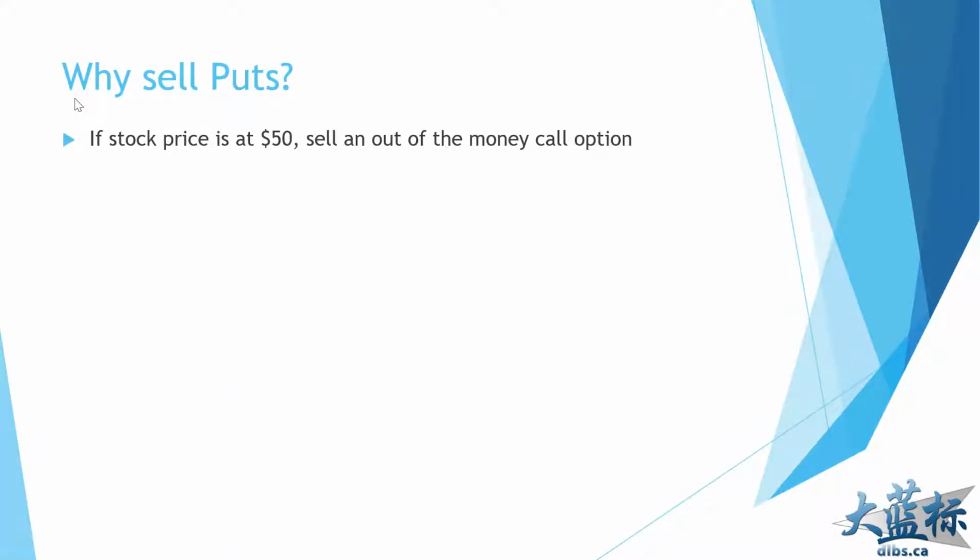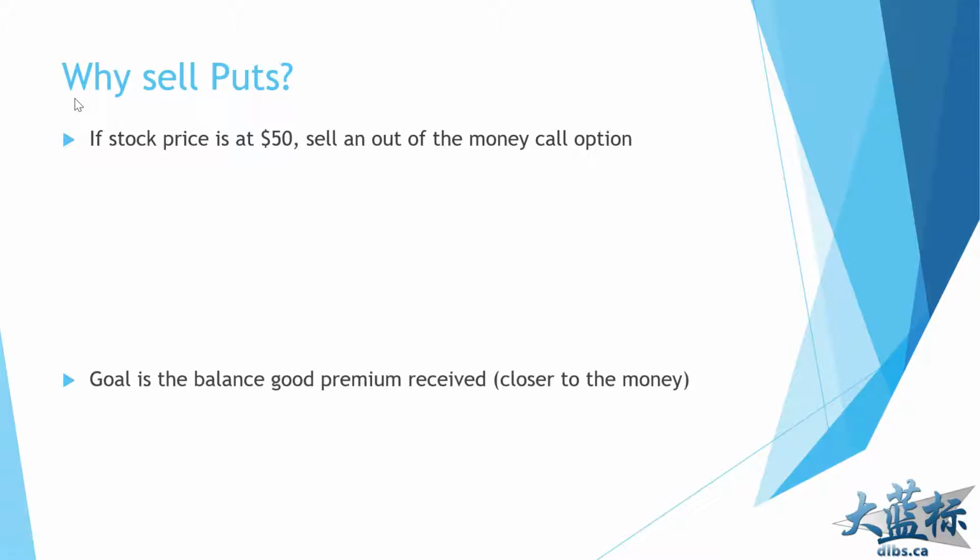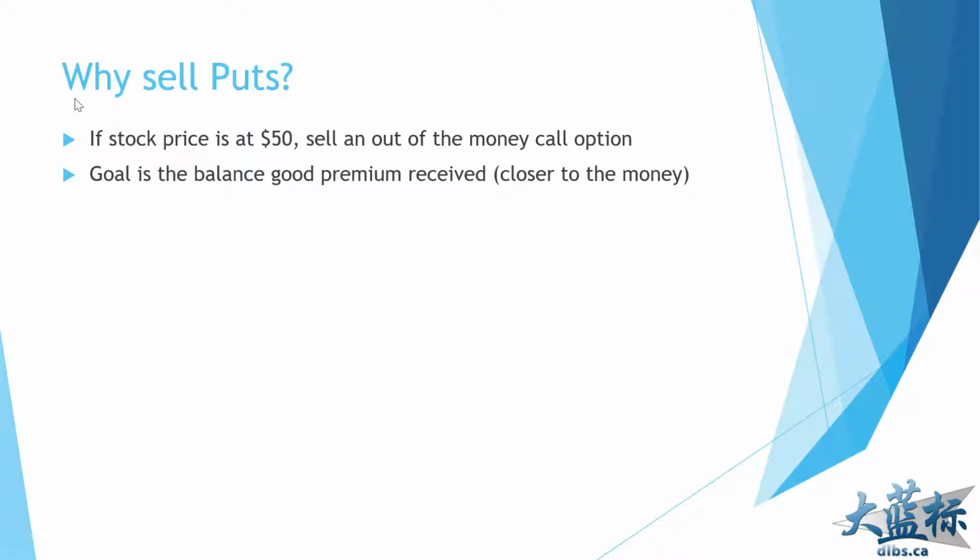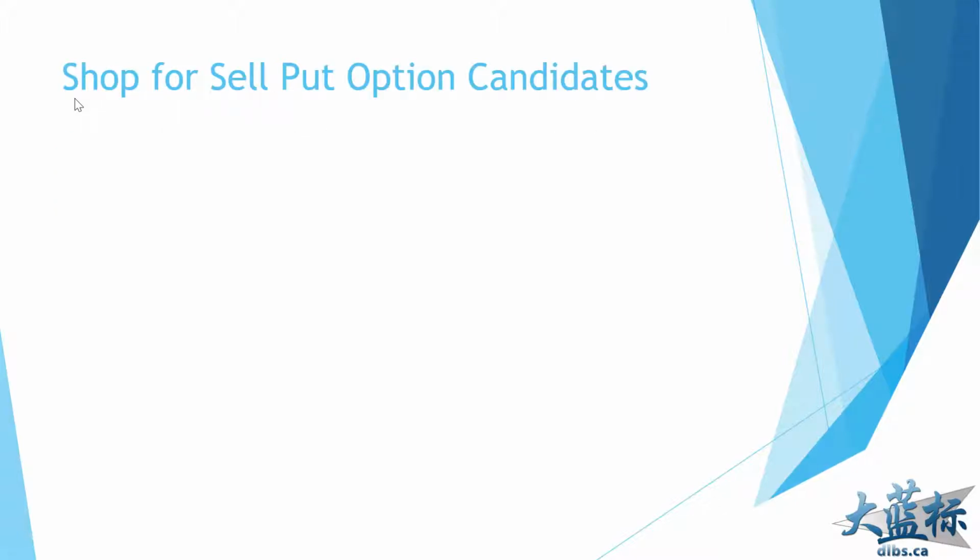So if the stock is at 50, again, the strategy is you really don't want to be at the money. You want to sell an out of the money call option. The goal is, just like the naked calls, you want to balance good premium received closer to the money but not at the money with risk and reward. And we will show you how to use Options Play to help determine these possibilities. So let's get started and shop for some candidates.